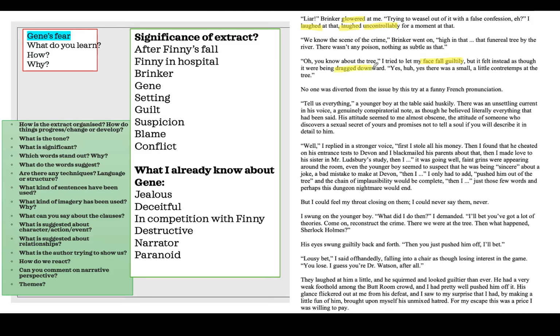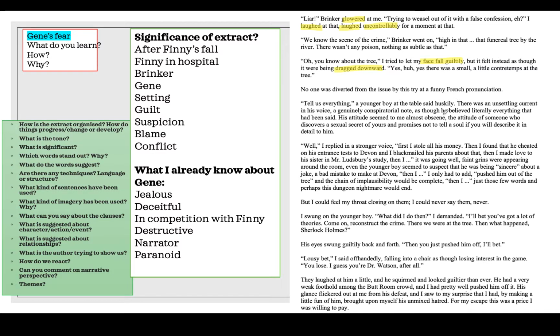And then we have, "as if it were being dragged downward." Now note that we also have alliteration here of "face fall" and "drag downward." So that stands out. Maybe that's something we can comment on later. And then we have this: "Tell us everything," a younger boy at the table said huskily.